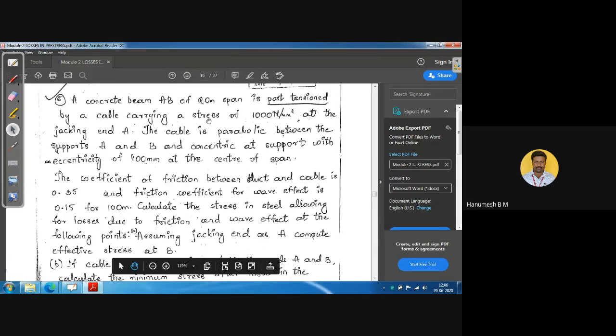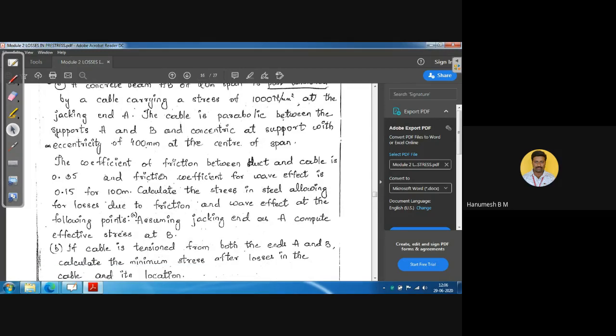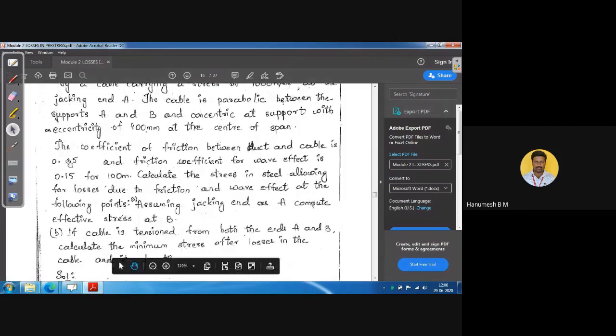A concrete beam AB of 20 meters span is post-tensioned by a cable carrying a stress of 1000 Newton per mm square at the jacking end. At the jacking end, the stress is 1000 Newton per mm square. The cable is parabolic between the supports A and B and concentric at the support, with an eccentricity of 400 mm at the center span. At the extreme end it is concentric and at the midspan the eccentricity is 400 mm. The coefficient of friction between the duct and the cable is 0.35, which means the mu value is 0.35. The friction coefficient for wave effect is 0.15 for 100 meter.